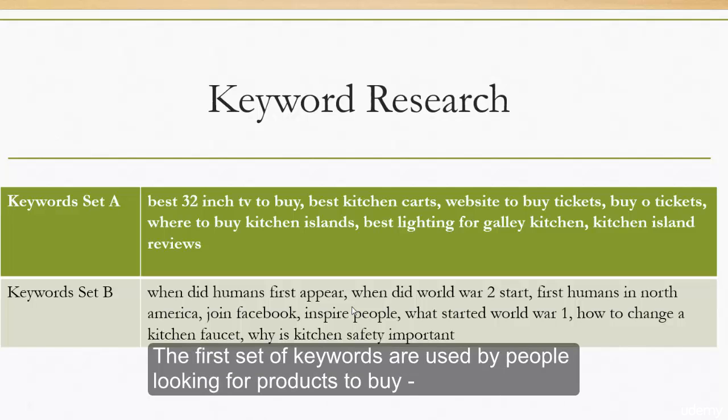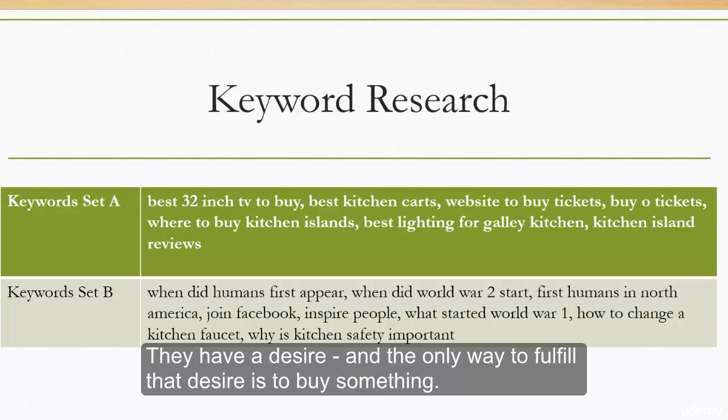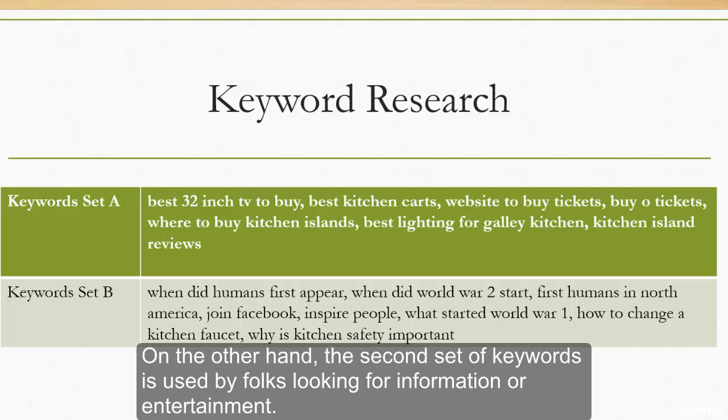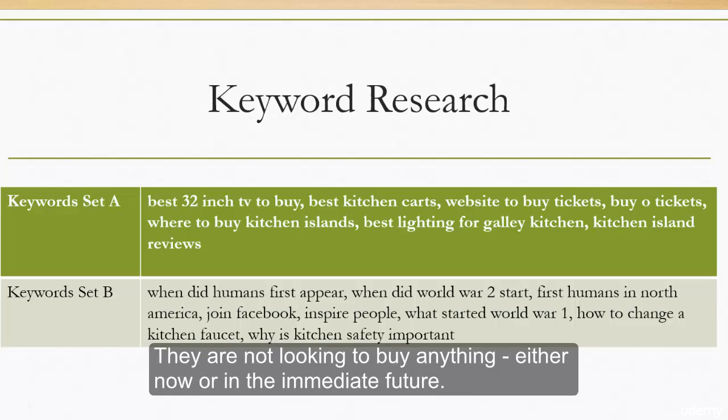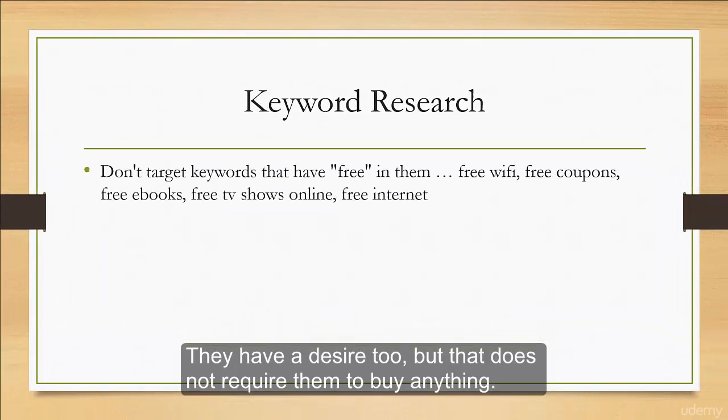The first set of keywords are used by people looking for products to buy, either right now or in the immediate future. They have a desire, and the only way to fulfill that desire is to buy something. On the other hand, the second set of keywords is used by folks looking for information or entertainment. They are not looking to buy anything, either now or in the immediate future. They have a desire too, but that does not require them to buy anything.